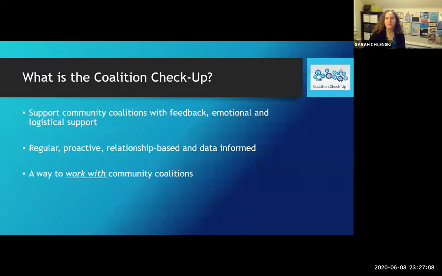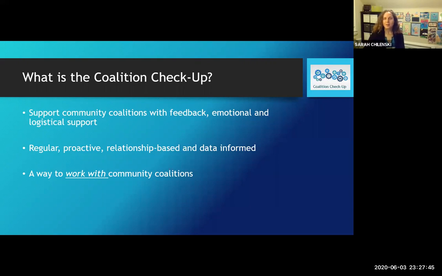The Coalition Checkup is a way of supporting, assisting, or coaching community coalitions to help them be successful. Some people call this type of support technical assistance, or TA. It is a way to provide regular, proactive, relationship-based, and data-informed feedback and support to community coalitions. The dedicated TA provider connected to each community coalition works with the coalition to empower and build capacity within the coalition to do their work and be successful.